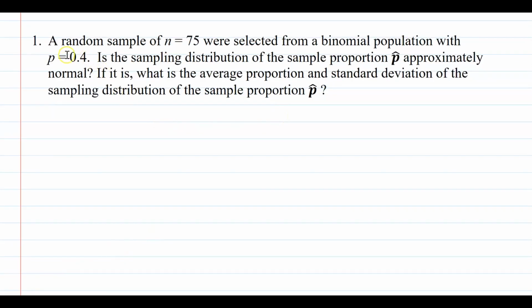Here is our first example. A random sample of n equals 75 was selected from a binomial population with p equals 0.4.